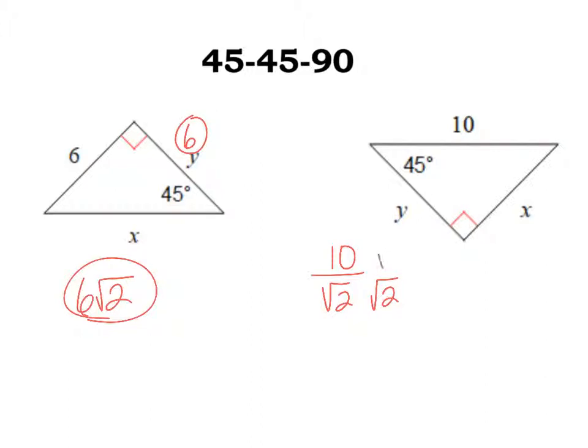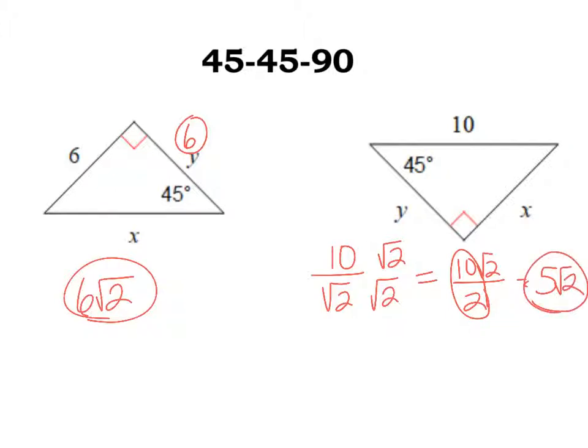Remember doing root 2 over root 2? So that's going to become 10 root 2 over 2, and then we're able to reduce. That worked out great. Now I have a 5 root 2, and that right there is going to be my leg measurement. But because both of those legs are the same, it's also that leg measurement.